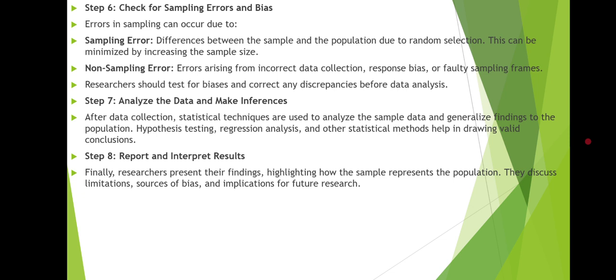Next step, we have analyze data and make inferences. After data collection, statistical techniques are used to analyze the sample data and generalize findings to the population. Hypothesis testing, regression analysis, and other statistical methods help in drawing valid conclusions. Next step, we have report and interpret results. Finally, researchers present their findings, highlighting how the sample represents the population, and they discuss the limitations, sources of bias, and implications for future research.